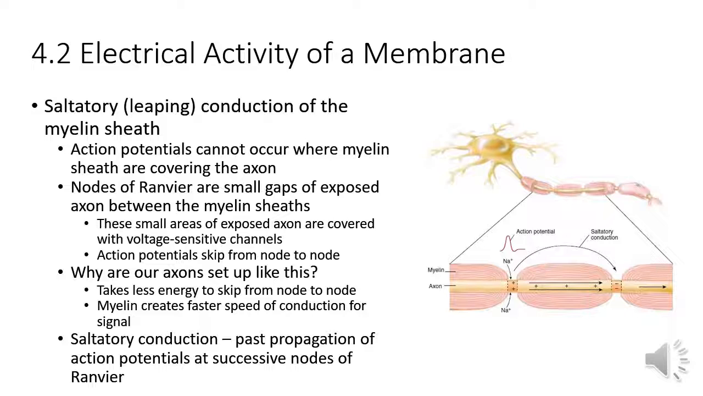Why are our axons set up like this? It takes less energy to skip from node to node as compared to going straight along the axon. And myelin creates faster speed of conduction for the signal, as we've talked about before. So it's important for the myelin to be there, and the nodes of Ranvier are just a way to work around the myelin.